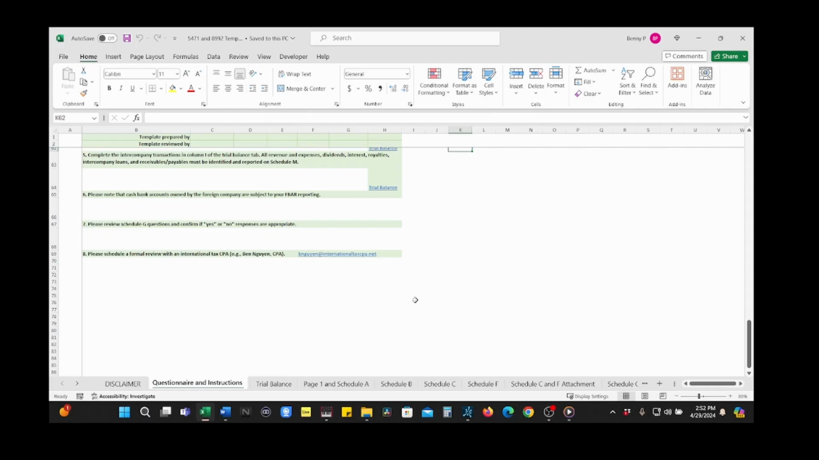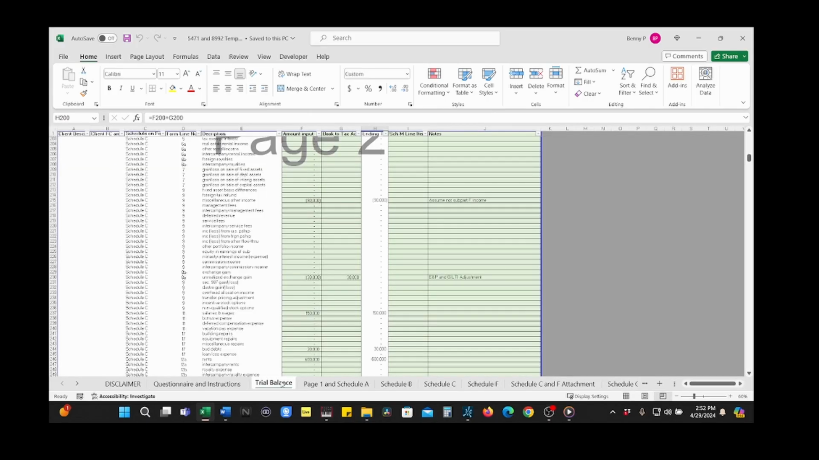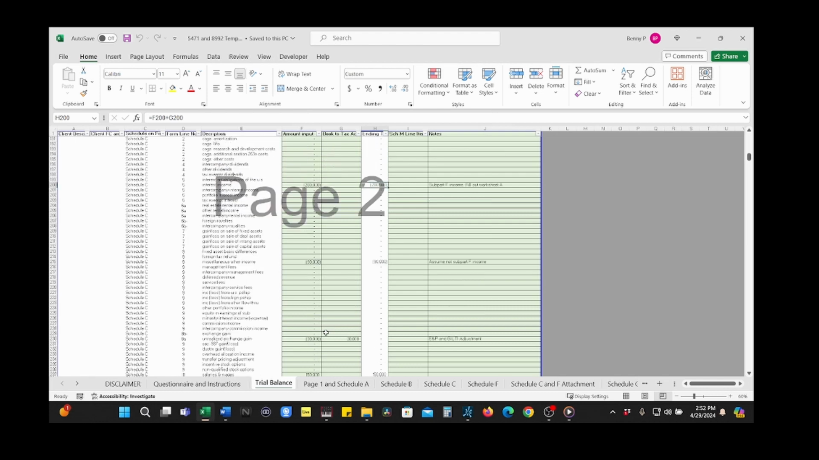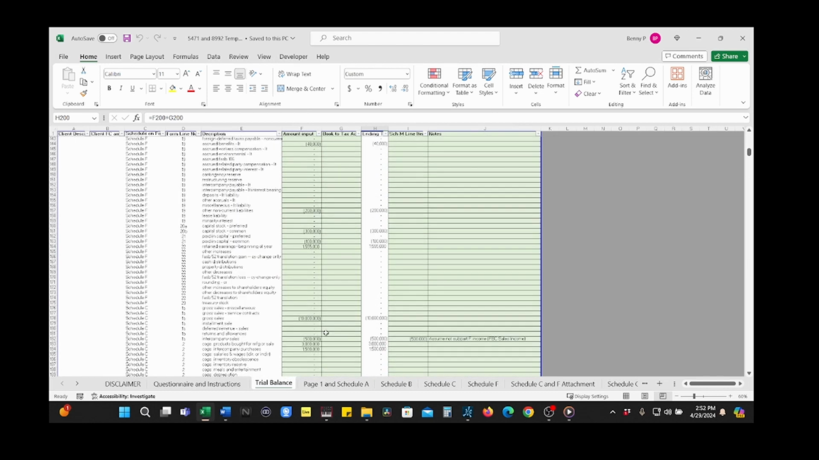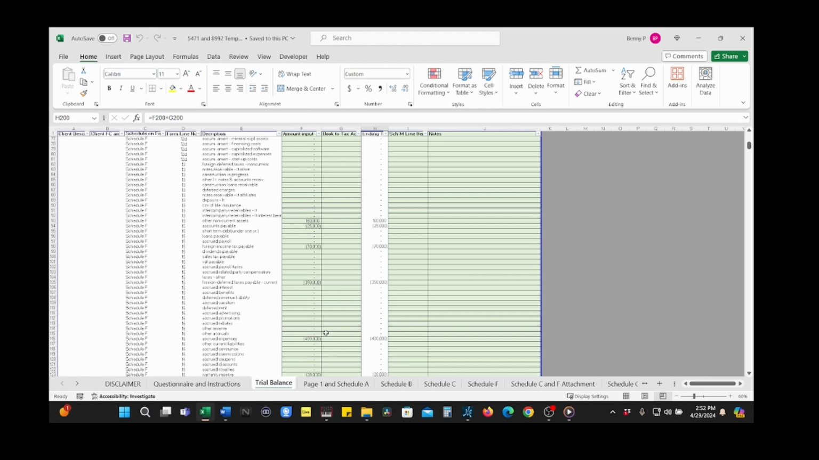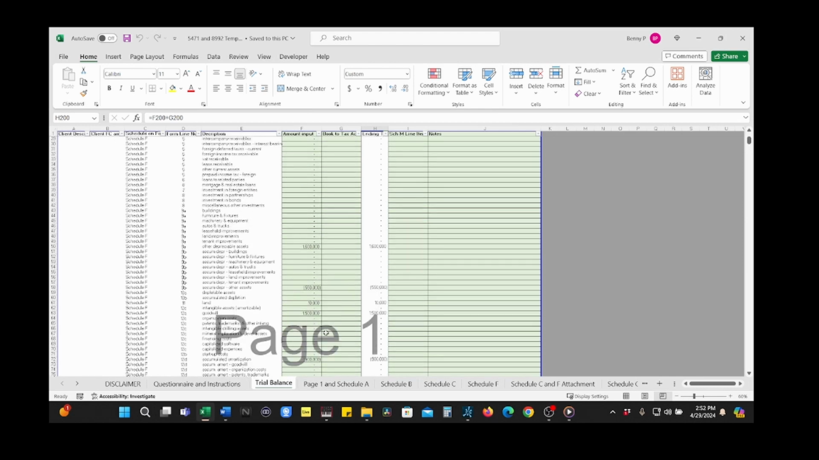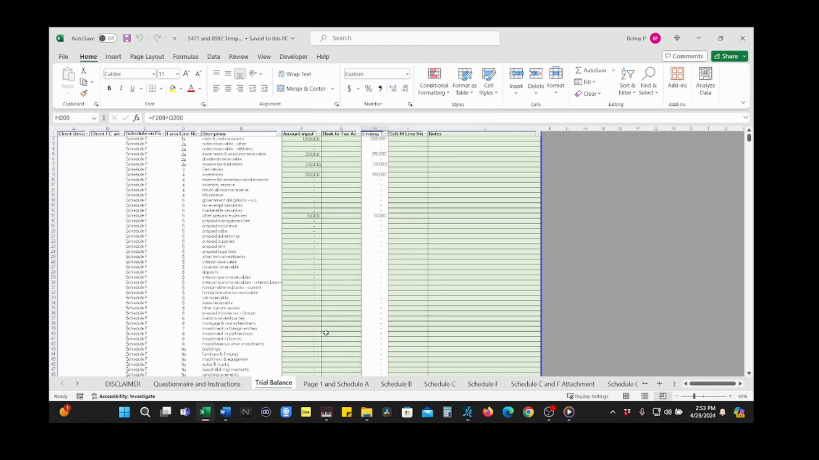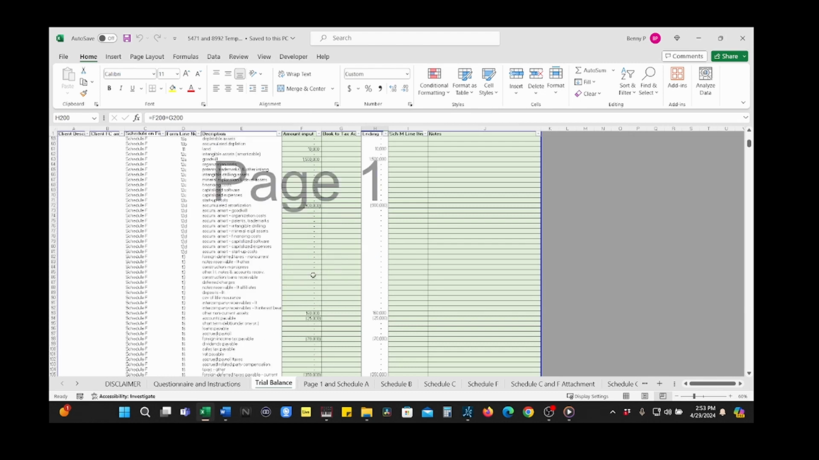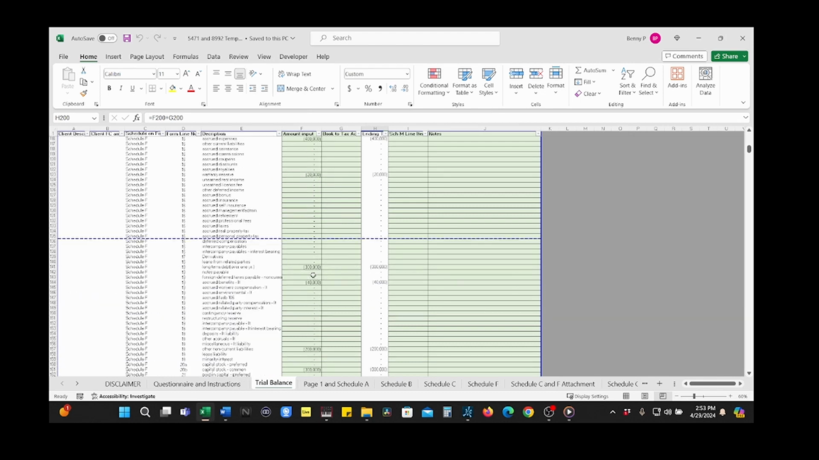Now we're going to actually prepare the workbook starting with the trial balance. So I like to use trial balances to prepare the Schedule C and Schedule F, which are the income statement and balance sheets. If you don't know what a trial balance is, it's pretty much a financial statement in column format in which the assets and expenses are positive numbers and the liabilities, income, and equity are negative numbers. Your trial balance must sum to 0.